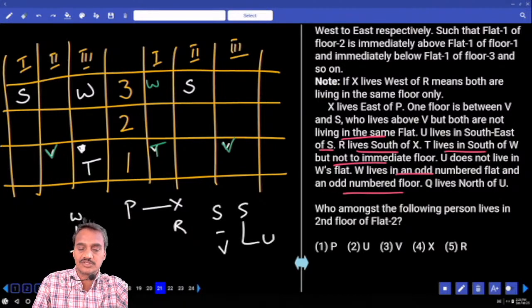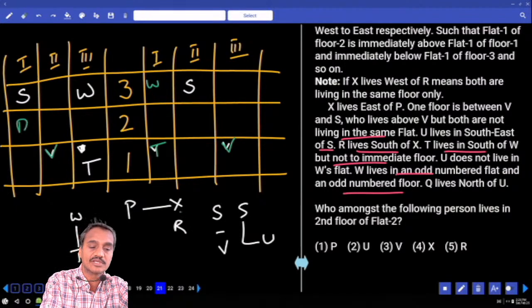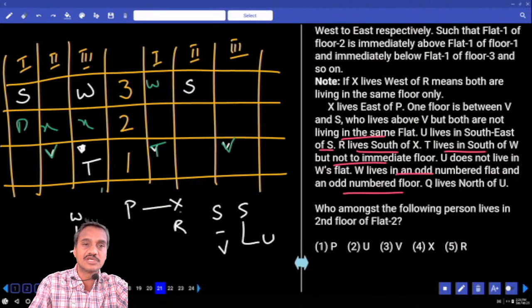And P and X are adjacent. X ki south lo evaru undali cheppandi, R undali. If R is to the south of X and P is here, what can be here? Can R come here? No. This case is ruled out. Done with this? Then where should P be?